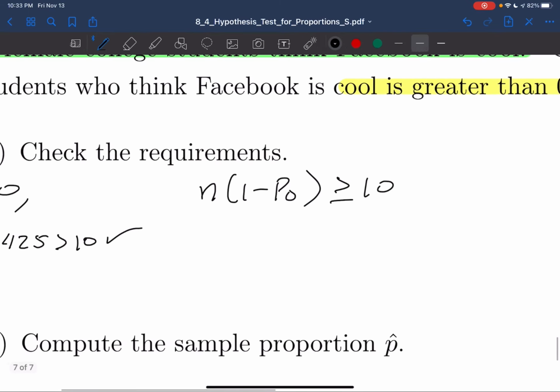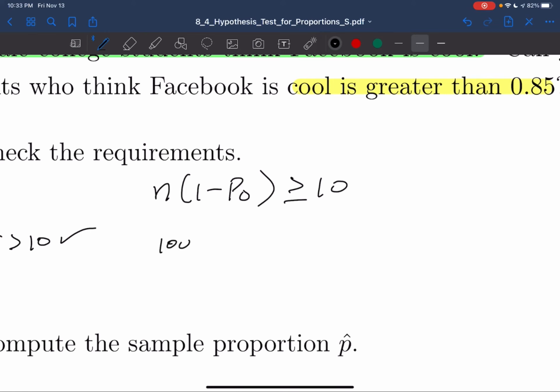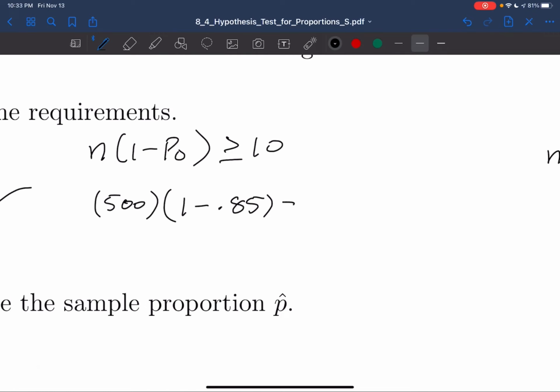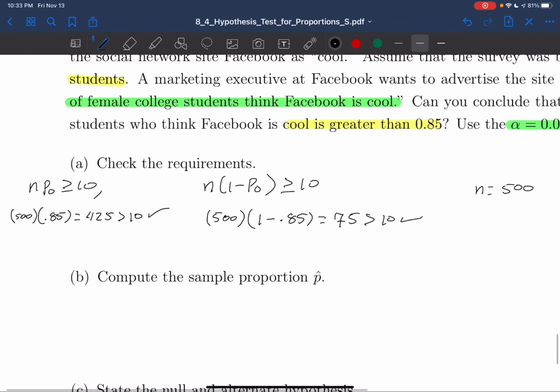Now we have to check this part. 500 times 1 minus 0.85 is going to be equal to 75. And this is definitely greater than 10. Cool. Now that we know that these two are satisfied, we're able to perform hypothesis testing.